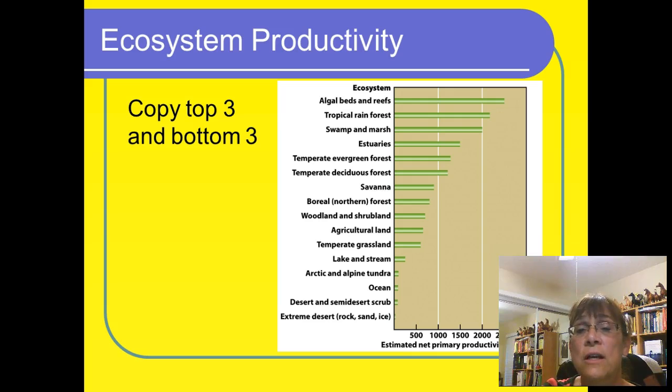Looking at this, just so you get an idea of what ecosystems are the most productive and the least, you're going to copy down algal beds and reefs, tropical rainforests, swamps and marshes, and then for the least, you're going to copy down oceans, deserts, and extreme desert.